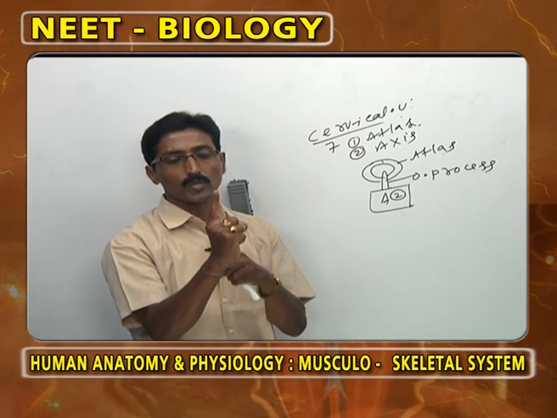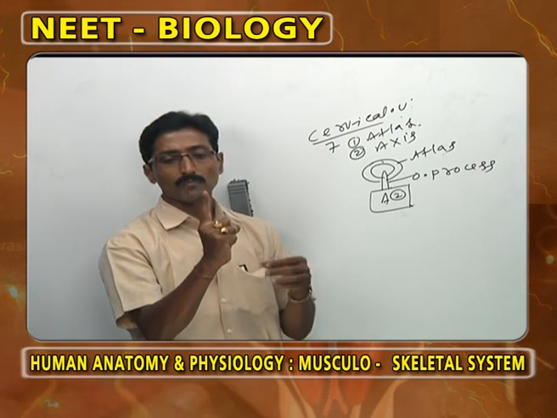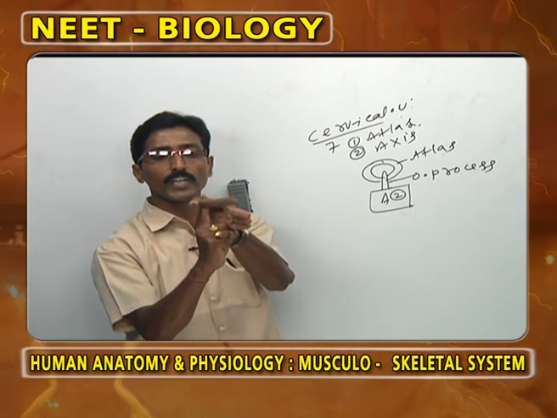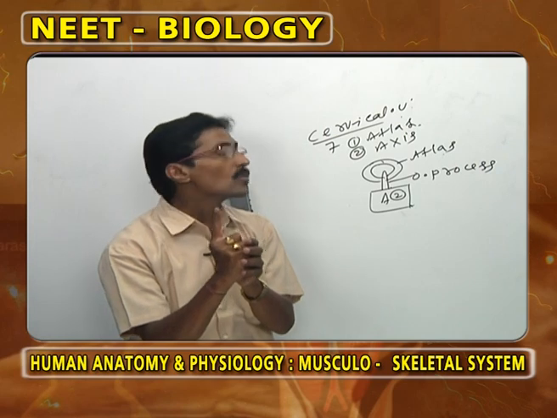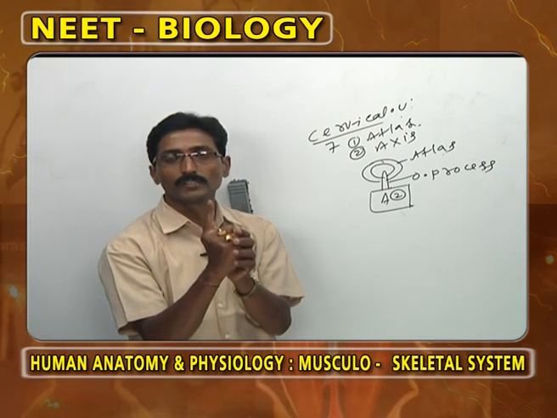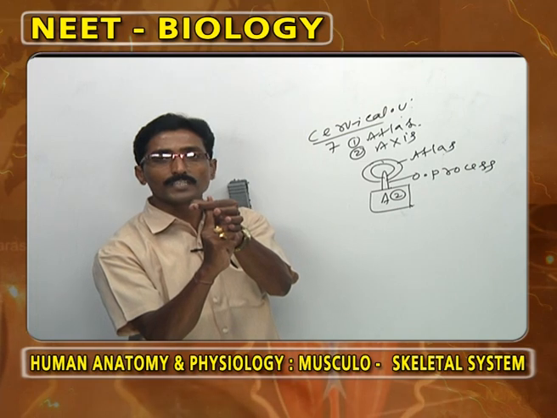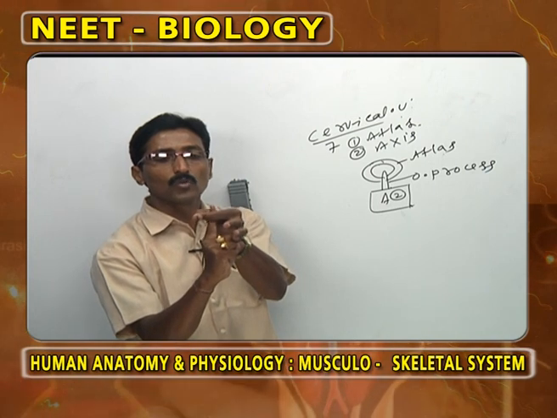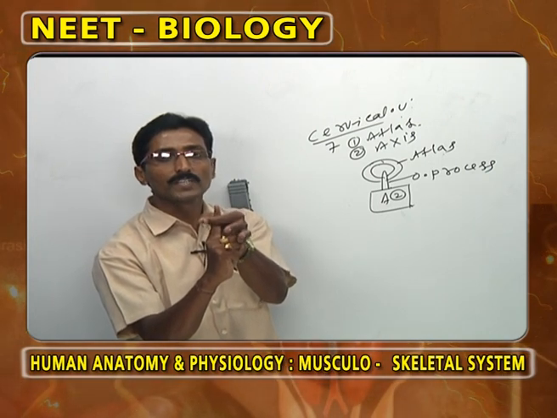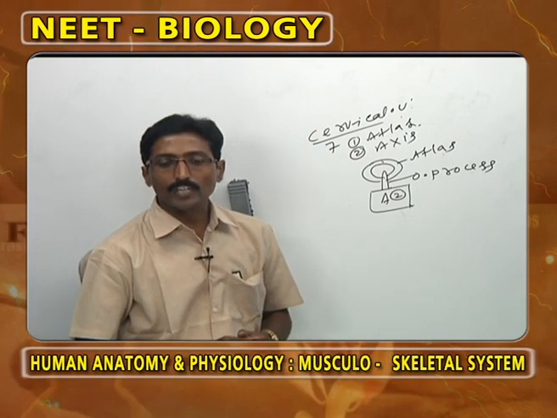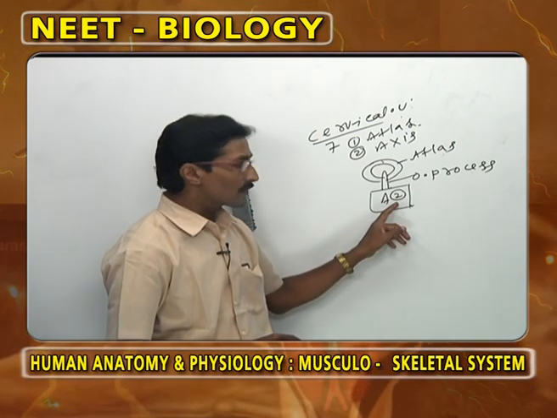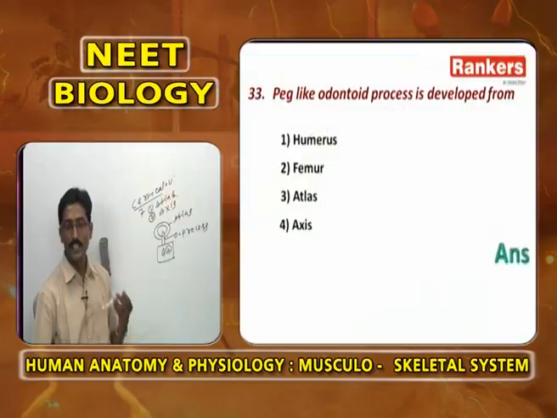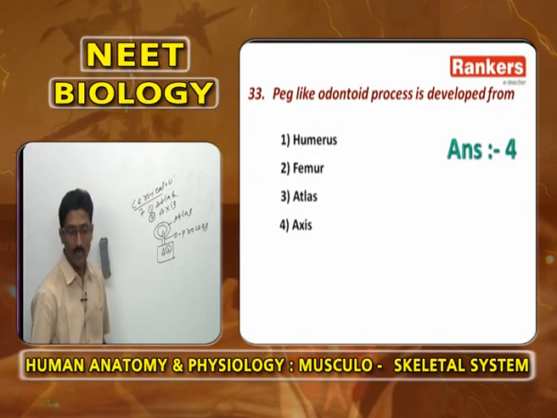This is the odontoid process. On the odontoid process, the ring-like atlas rotates so that we can move our head in a rotatory motion, because on the atlas the head is present. The atlas is a ring-like vertebra that freely rotates on the odontoid process of the axis. Here, peg-like odontoid process is developed from what type of vertebra? Second, that we call axis. Now the answer is the axis. Now we go for the next question.